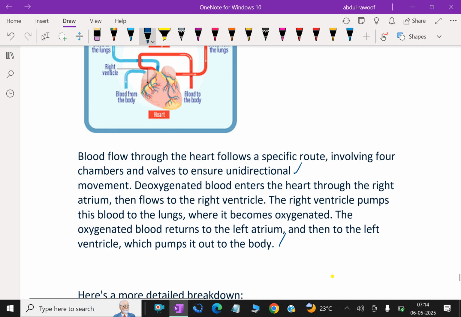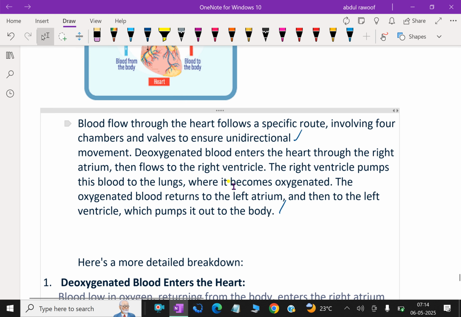One more time, look at this route. Deoxygenated blood enters the heart through the right atrium, then flows to the right ventricle. Then the right ventricle pumps this blood to the lungs, where it becomes oxygenated. The oxygenated blood returns to the left atrium and then to the left ventricle, which pumps it out to the body.